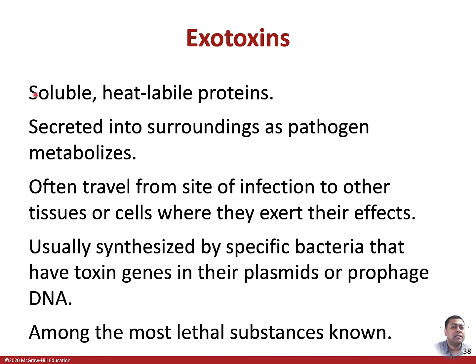So these exotoxins are soluble in cytosol or soluble in water, and these are heat labile proteins. These are all proteins. That's the most important part. Usually they will get denatured at about 60 to 65 degrees Celsius. They are secreted into the surroundings as the pathogen metabolizes. They often will travel from the site of infection to other tissue cells where they exert their effects, and are usually synthesized by specific bacteria that have toxin genes in their plasmid or prophage DNA, and are among the most lethal substances known. And we are going to talk about how lethal these exotoxins can be.